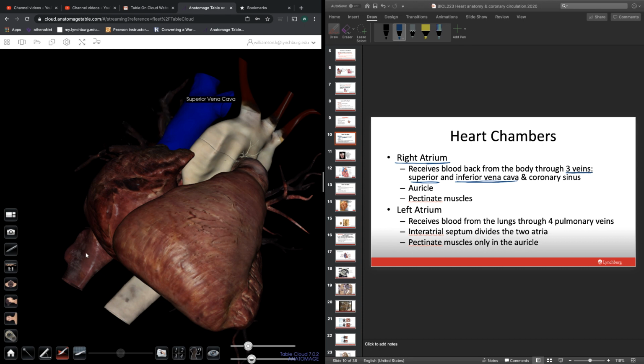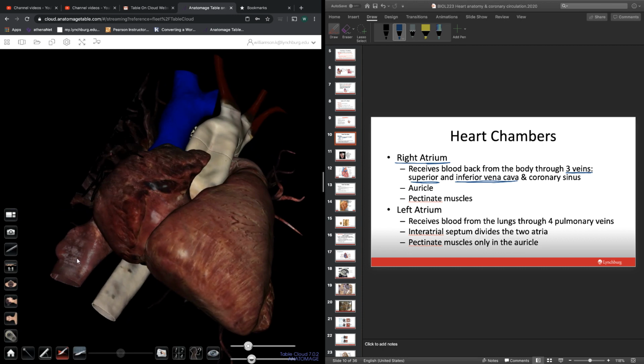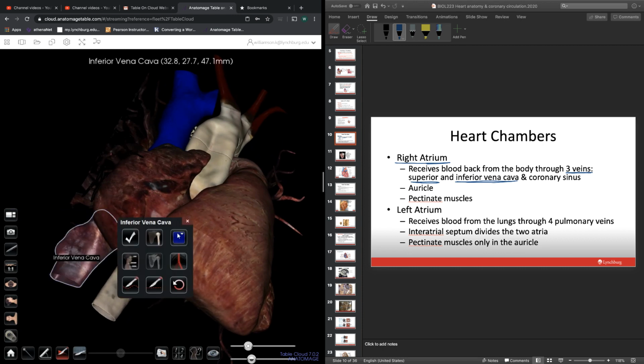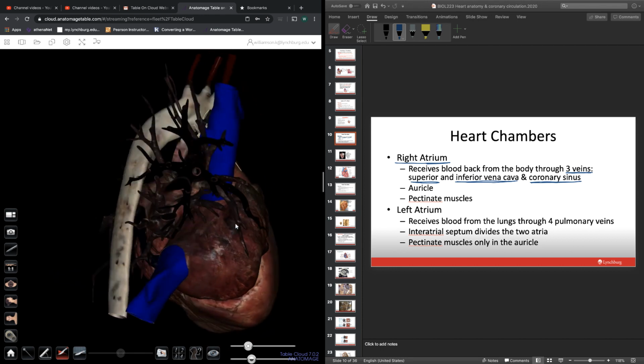So superior vena cava. If we come down from the inferior aspect, this is our inferior vena cava, draining venous blood from the torso and the legs, all heading into that right atrium. And then our third vessel is going to be the coronary sinus. This is actually draining venous blood from the heart itself through the coronary circulation.